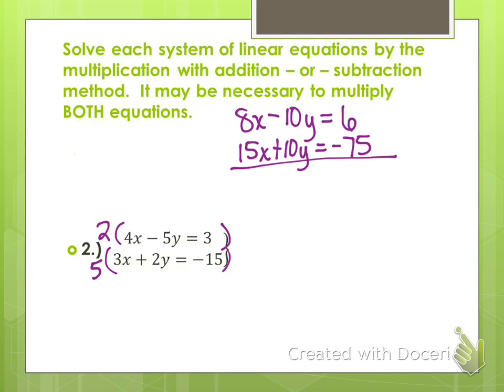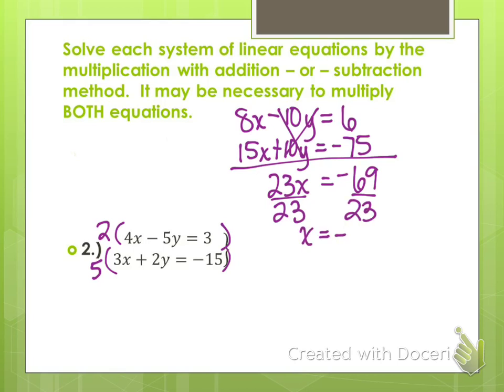Then we need to combine them. Which variable eliminates? The y's go away. Those are opposites now. 8 plus 15. 23x equals. Good. Negative 69. To get x alone, divide by 23. What do we get for x? Negative 3. Good.